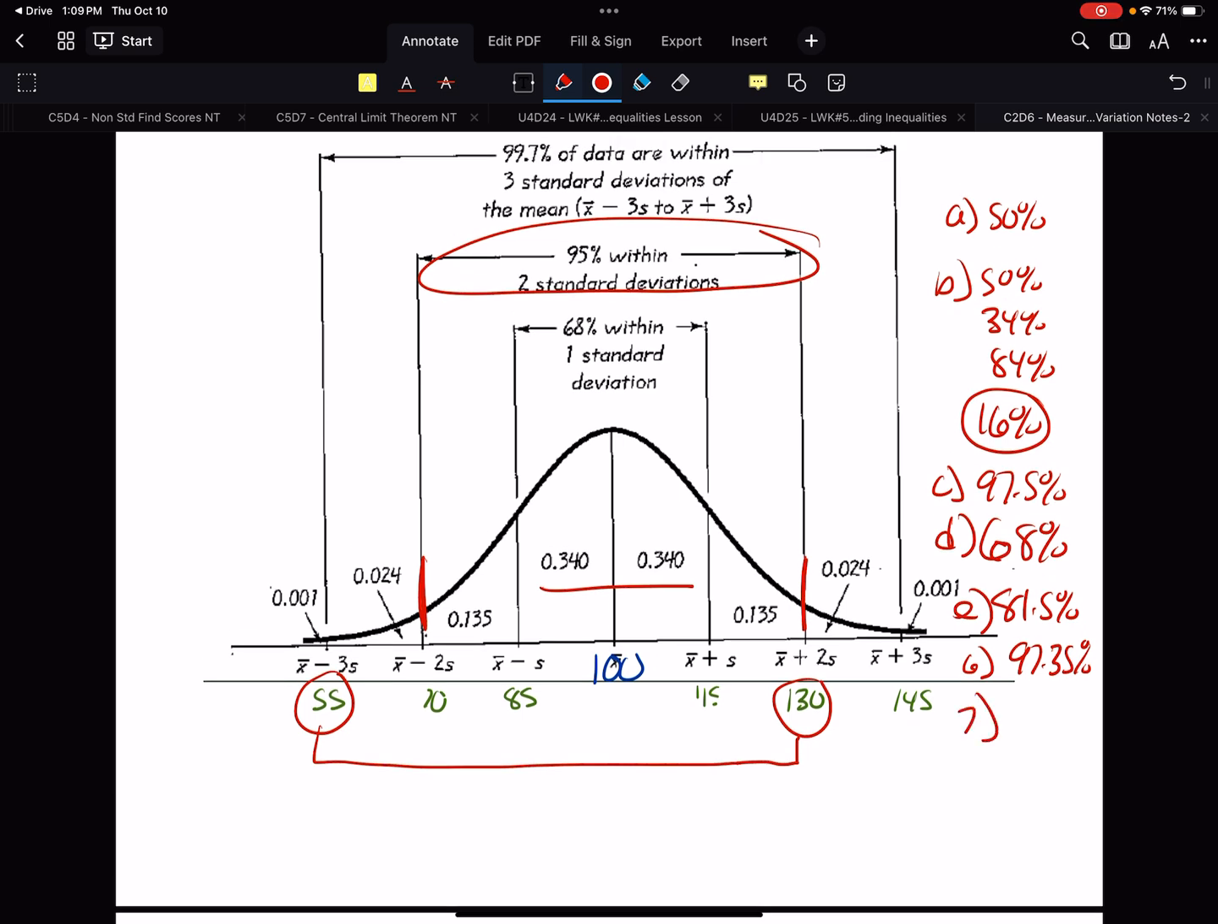All right, part 7, between 100 and 145. So, initial thought, people say this is 50%. No, it can't be 50% because we're missing this extra piece out here. 3 standard deviations away is not the full 50%. But 3 standard deviations to the right, 99.7 divided by 2, we got half of the 99.7, we got 49.85%.